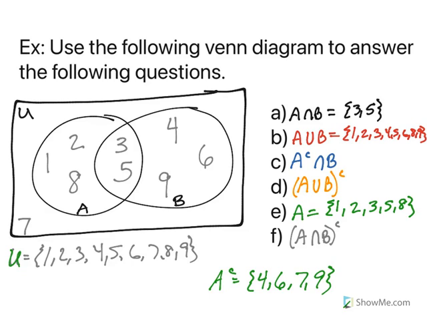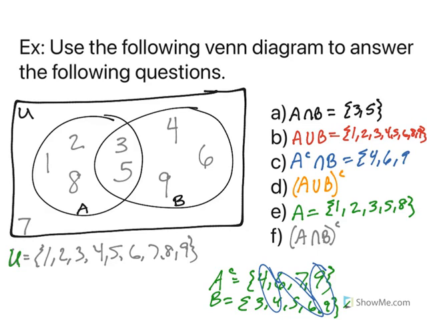Now that I know A complement and B, what's B? B is 3, 4, 5, 6, 9. So where are the common pieces between A complement and B? They both have 4, they both have 6, and they have 9. So this would be 4, 6, and 9, because that's what we're looking at. We're looking at and. What elements do they share?